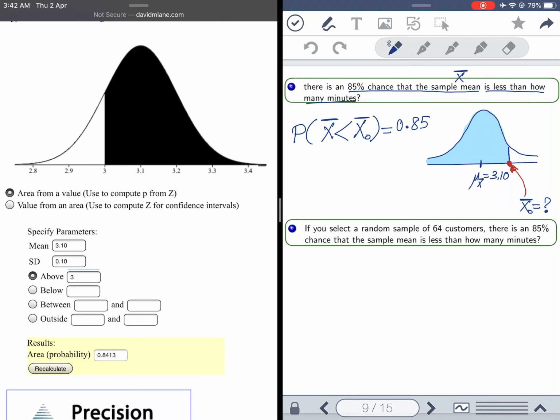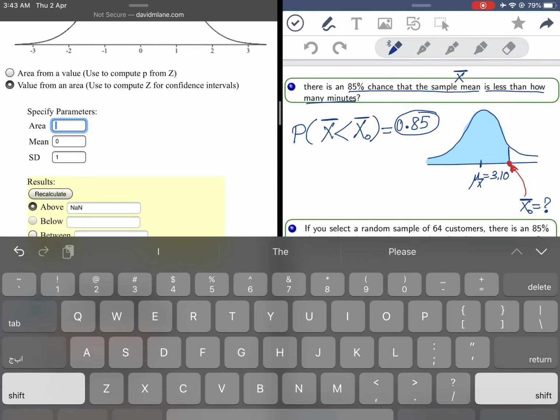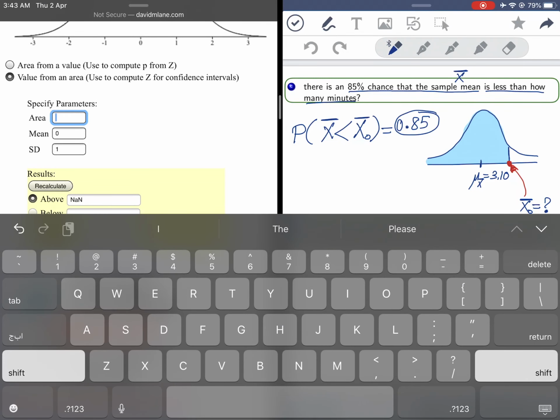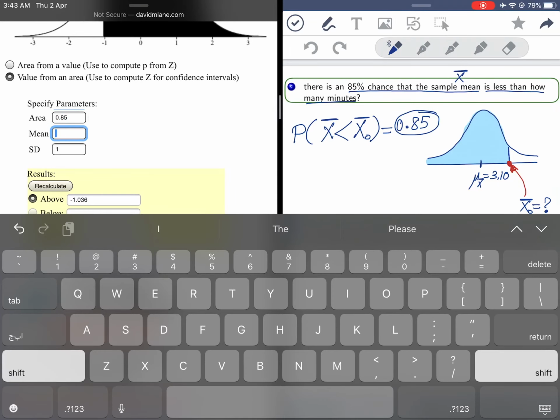Now you have the area and you want to find a value from the area. So here we put value from an area. What is the area that we're given? 85%, so 0.85. The mean for us is 3.10.